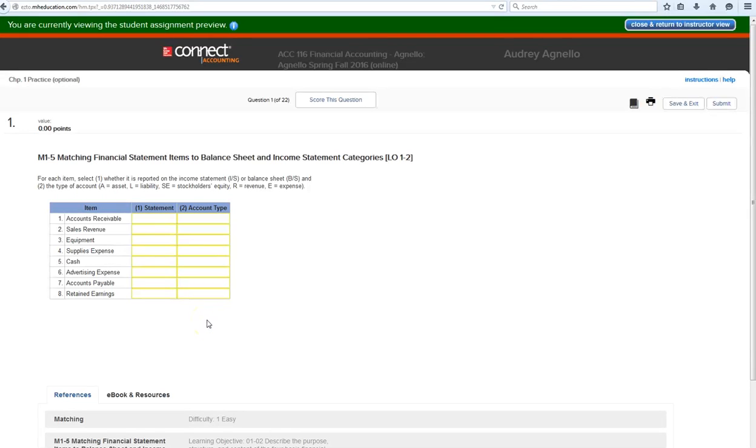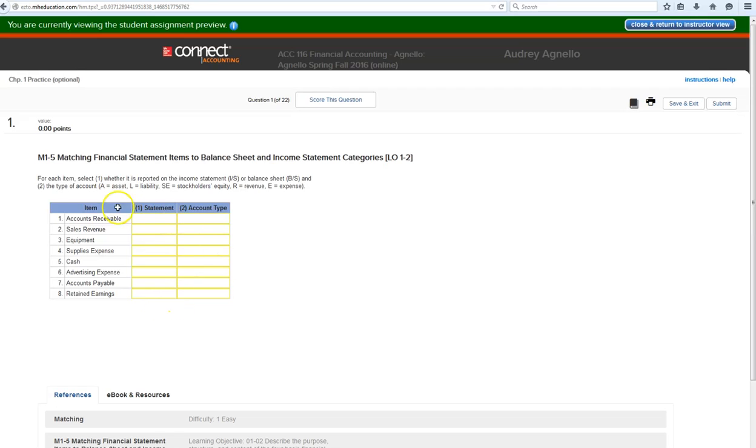Hi, I'm going to demonstrate problem 1-5, which is in your textbook on page 28, and the first question in the Chapter 1 practice problems in Connect. After I finish, you can try M1-6 in the Chapter 1 practice problems in Connect as well. In this problem, we have to determine whether the items given to us represent assets, liabilities, stockholders' equity, revenues, or expense account types. We're going to do that first, and then we'll come back after reviewing the formula for the statements to determine which financial statement they belong on.